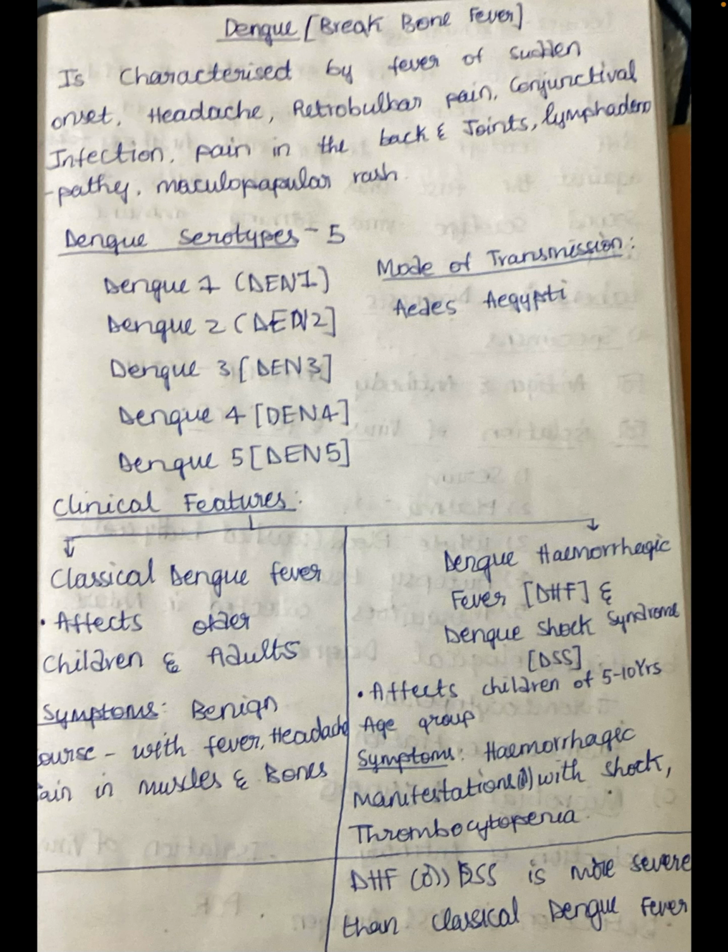Whereas dengue hemorrhagic fever is a severe type of dengue which affects children of 5 to 10 years of age group. Symptoms include hemorrhagic manifestations or with shock, thrombocytopenia. Thrombocytopenia means decrease in platelets. Decrease in platelets leads to leaking of blood, that means hemorrhage, and hemorrhage will cause hypovolemia leading to shock. This is the whole thing which can be seen in dengue hemorrhagic fever and dengue shock syndrome.